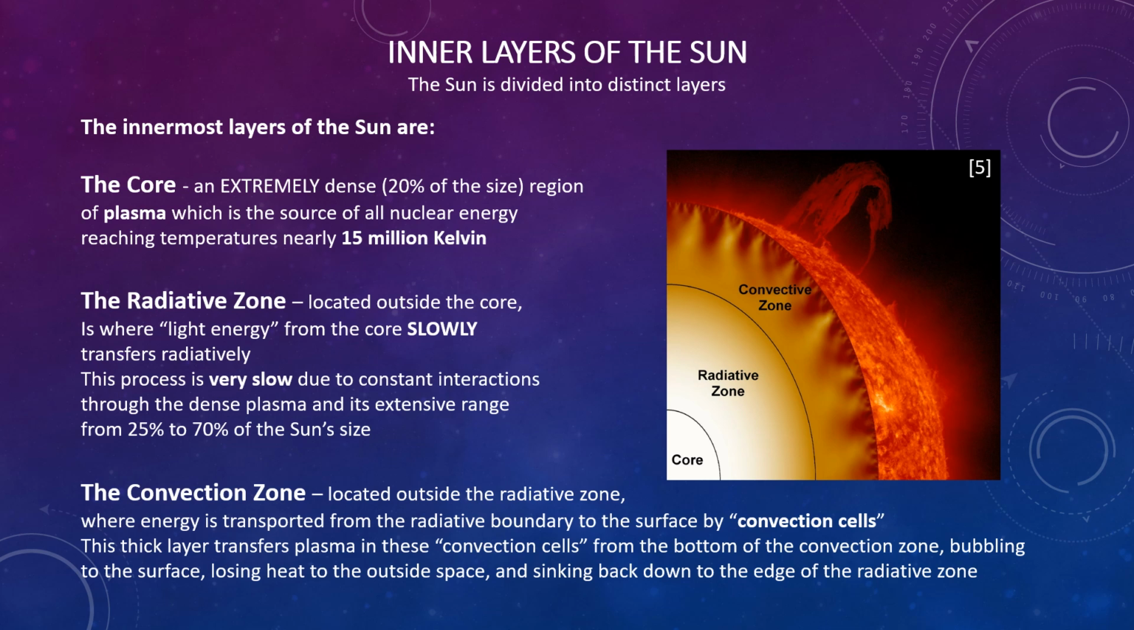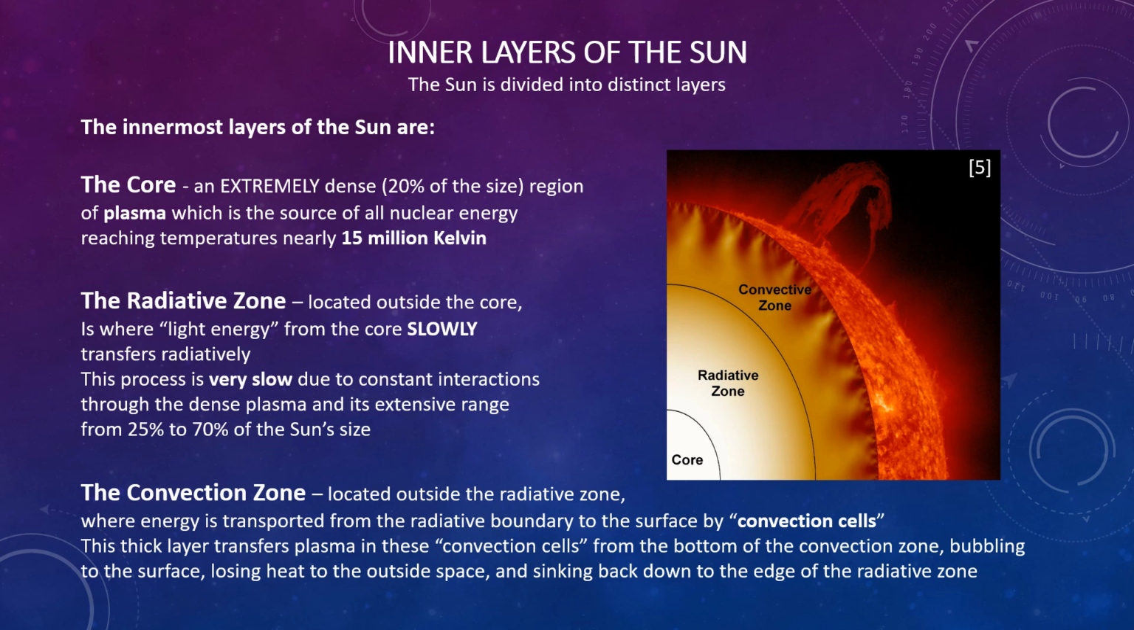So now that we know more about plasma, we can talk about the inner layers of the sun. The sun's inner layers are divided into distinct layers. The innermost is the core, which is the densest. It is extremely dense, and it makes up 20% of the size of the sun. It is a region where the plasma is the source of all the nuclear energy, and it is incredibly hot, reaching nearly 15 million degrees Kelvin, which is nearly 27 million degrees Fahrenheit.